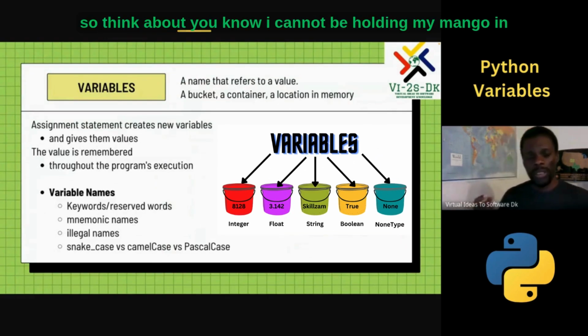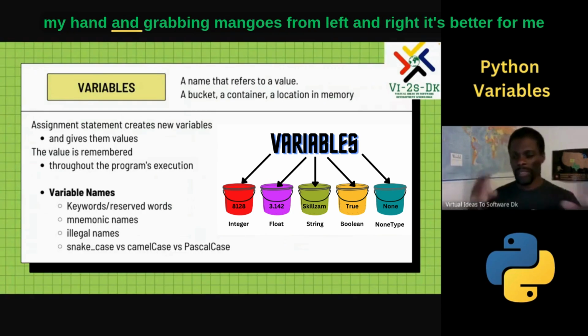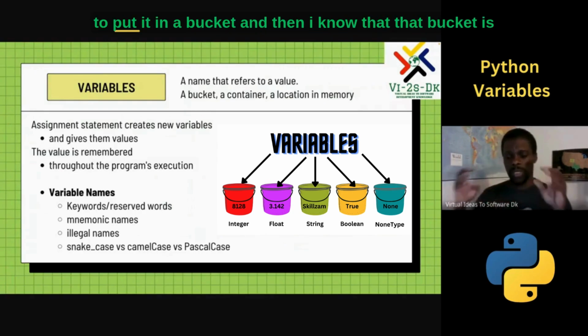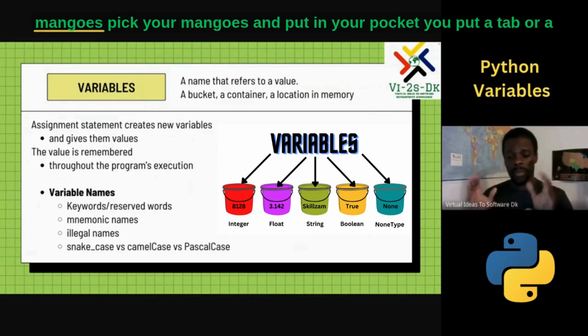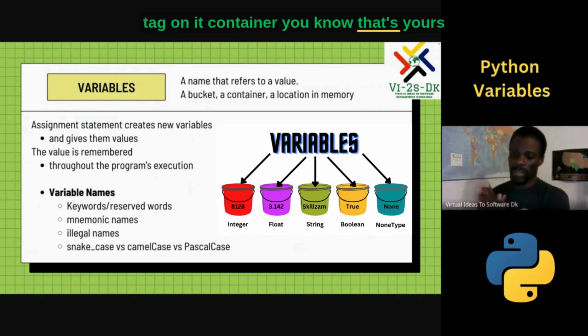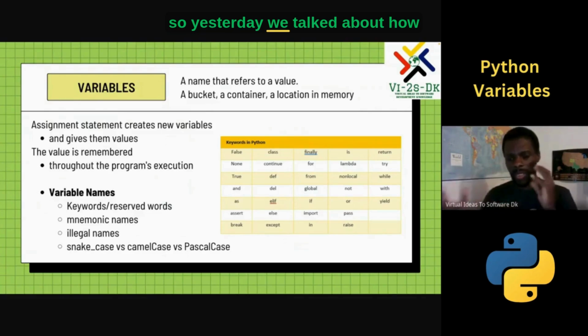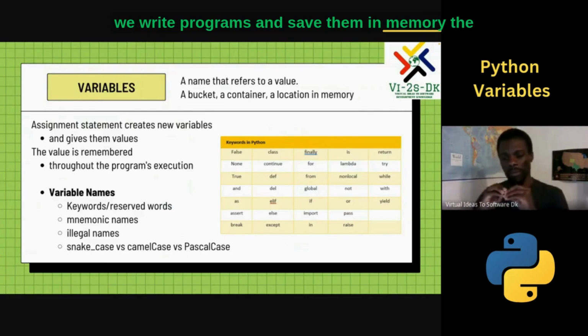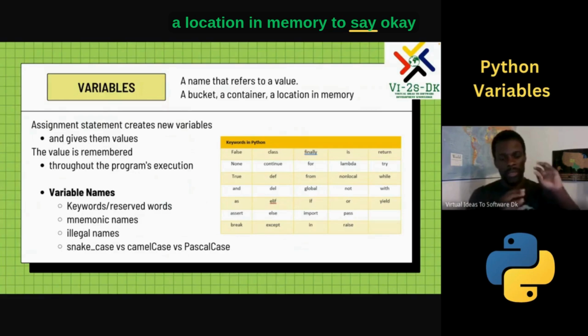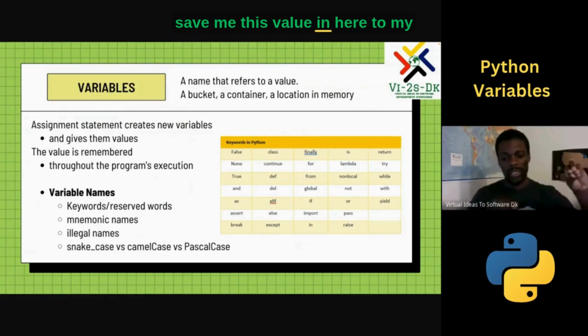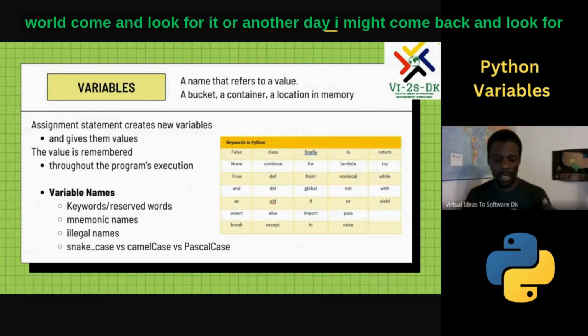Think about it: I cannot be holding my mango in my hand and grabbing mangoes from left and right. It's better for me to put it in a bucket, and then I know that bucket is DK's mangoes. If you want to pick up your own mangoes, pick your mangoes and put them in your bucket. You put a tag on it, a container that's yours. Yesterday we talked about how we write programs and save them in memory. The reason we have these variables is because we are giving ourselves a location in memory to say, save this value in here. Tomorrow, or another day, I might come back and look for it.